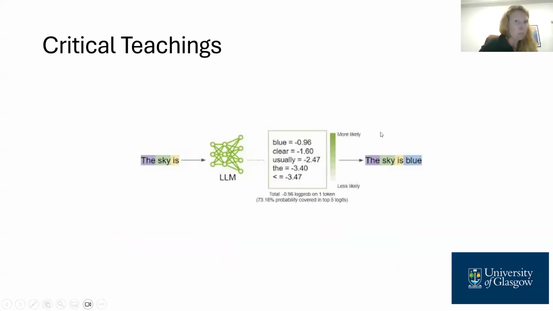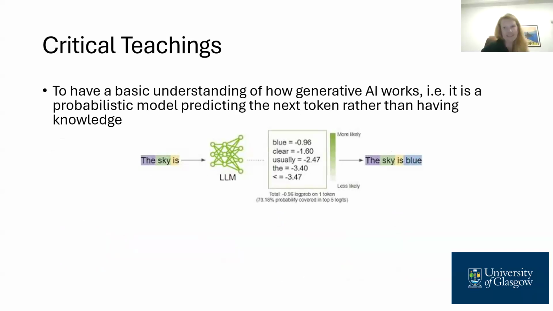So critical teachings, I think one of the key things we need to teach our students is how GPTs work, so generative pre-trained transformers. They need a basic understanding. It's a probabilistic model predicting the next token rather than actually having knowledge.